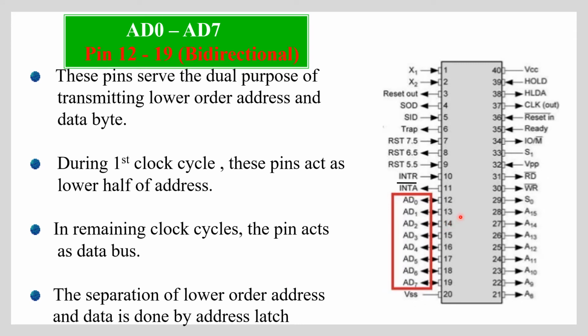So pins number 12 to 19 are bidirectional. Address is unidirectional, but on the same line the data is also sent, so they are bidirectional. See, the arrows are shown on both sides. Pins 12 to 19, AD0 to AD7, are bidirectional. They are the multiplexed address and data bus.